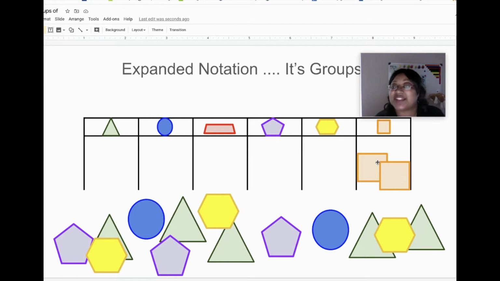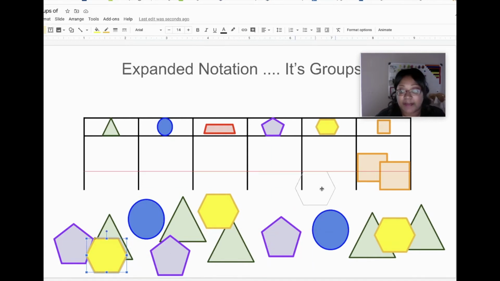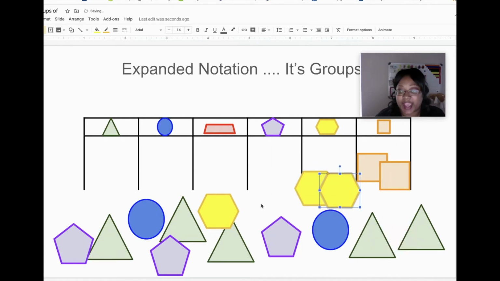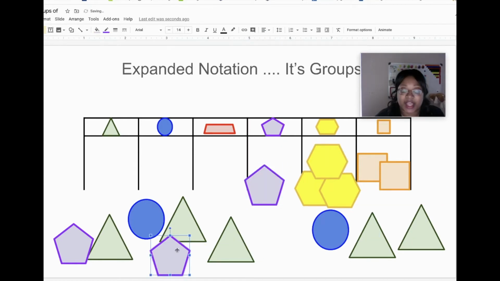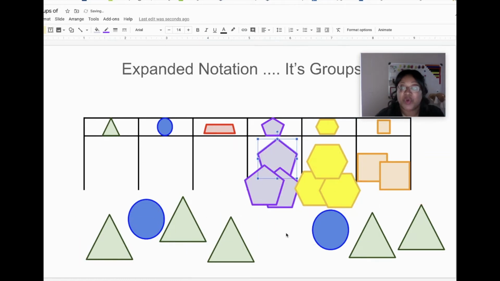So let's do the same with the hexagons, the yellow hexagons. How many groups of do we have? So each one is a group. So we have three groups of hexagons. Very good. So how many groups of pentagons do we have? We have three groups of pentagons.